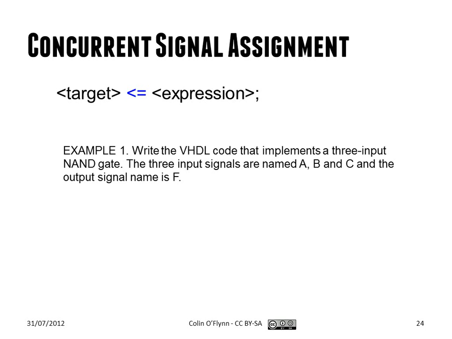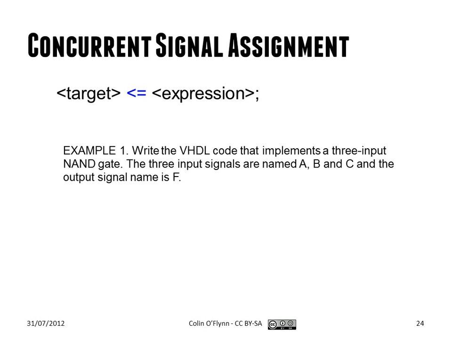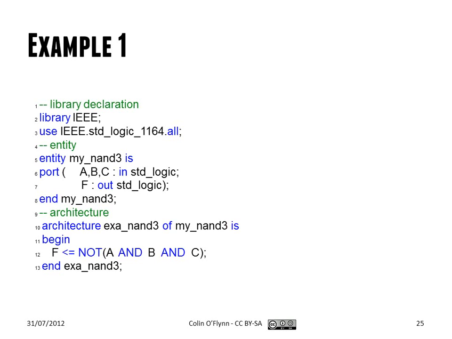So when we have those signals, we have a signal declaration here, we can assign a value to it in a bunch of different ways. So for example, a three-input NAND gate. If we have A, B, C, an output signal F, we assign it with this angle bracket equals line. And so we would have something like this.